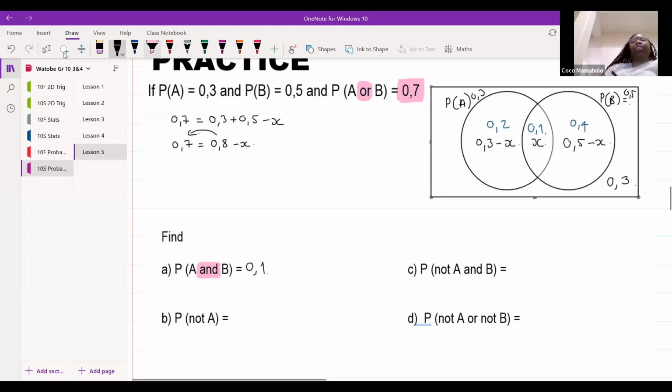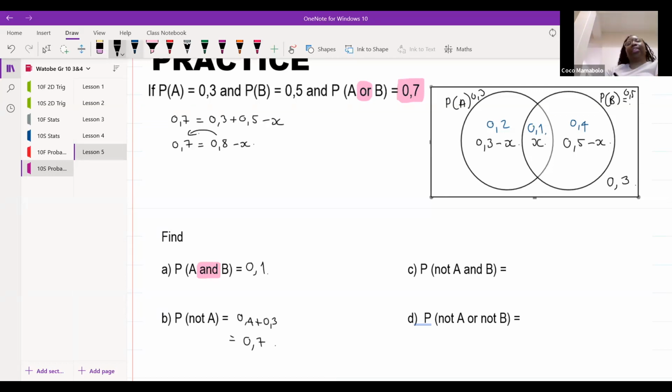All right. So let's talk about the probability of not A. What would the probability of not A be? So we will say 0.4 plus 0.3. Beautiful. 0.4 and 0.3 together will give us 0.7. Beautifully done.